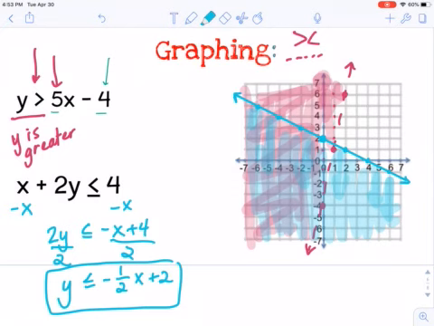Now again, you use that same process for graphing an inequality. You just also shade. So less than or equal to, greater than or equal to, you have a solid line. Less than or greater than, you just have a dotted line.